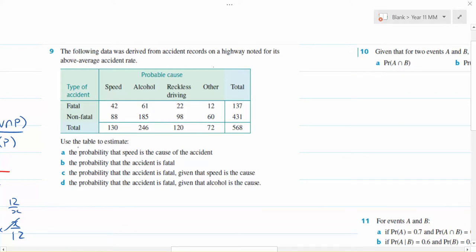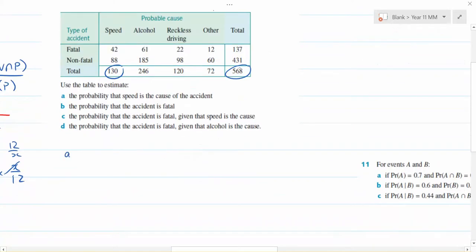Now use the table to estimate the probability that speed is the cause of the accident. Okay, so in this case, I just want to know speed. How many people speed? Whether it's fatal or non-fatal, I don't care. Total people that speed is 130. 130 of them speed out of, well, how many people in total in this survey? Well, I've got 568. So the first answer, A, would have to be 130 out of your total, which is 568. Okay, because I'm saying probability of speeding. That's all I want to know. Chances of getting speed. Well, total number of people, there's 568 of them.